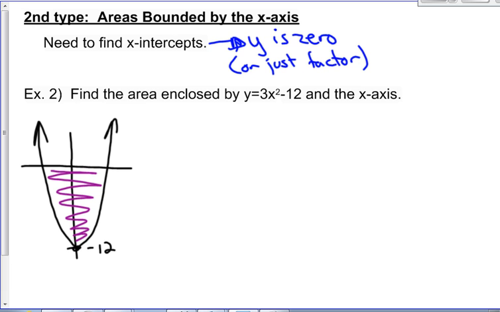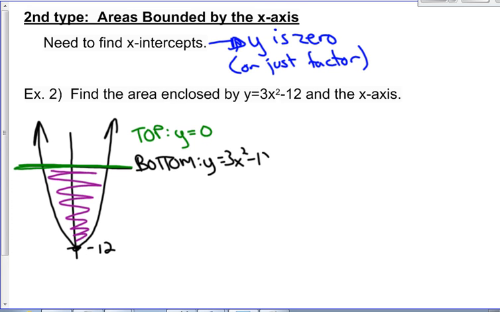So once again, it looks like, and this is just coincidental that it's been this case in both of these examples, that the top curve is the x-axis, which is y equals 0. The bottom curve, well, that's the parabola. The left and right boundaries are going to be from here to here. Left and right. And we don't know them. We have to find them.